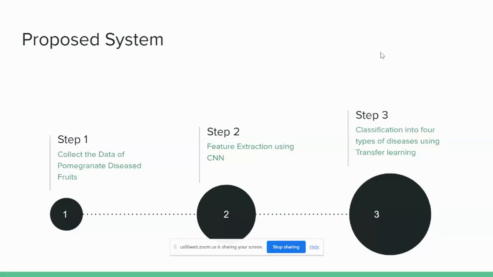And this is our proposed system. We have collected the data set from the farms. Then our next step was feature extraction. We have done the feature extraction using the convolutional neural network. And then the third step was to classify into four types of diseases. And in this technique, we have used transfer learning.